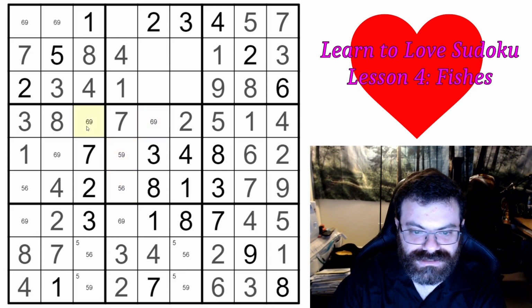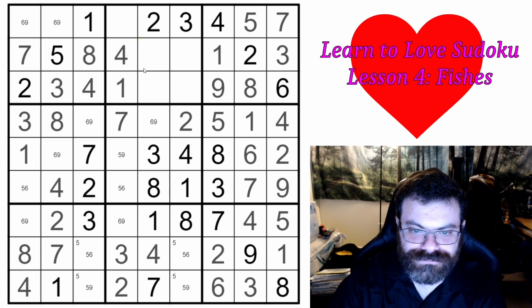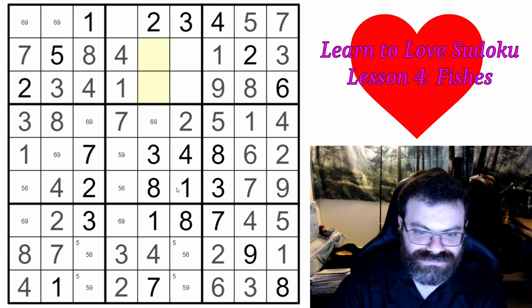So yeah, I hope you enjoyed learning about the swordfish and jellyfish. Maybe you learned something you didn't know about them, even if you did already know them. I'm just going to finish this puzzle. I have a hard time scanning while I'm talking, so maybe I shouldn't try.